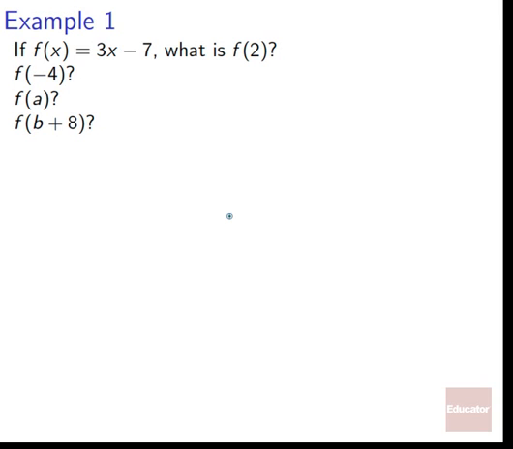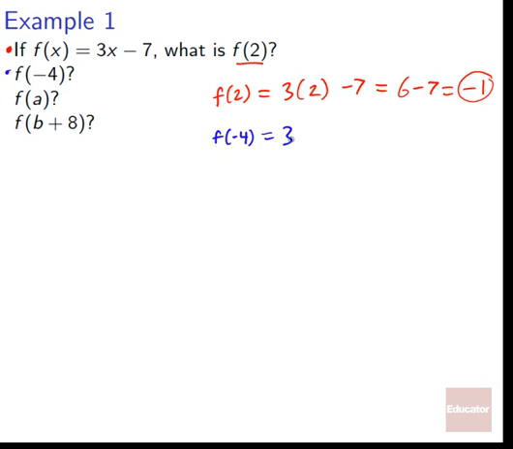First, nice easy ones to get us warmed up to this idea of plugging in. If f of x equals 3x minus 7, what is f of 2? So we just plug in. If we use red for this, f of 2, we plug in 3, plug in that 2, minus 7. 3 times 2 equals 6. 6 minus 7, so we get -1. Let's use blue for this one. If we have f of -4, then 3, we plug in that -4, minus 7. 3 times -4, -12, minus 7, we get -19.